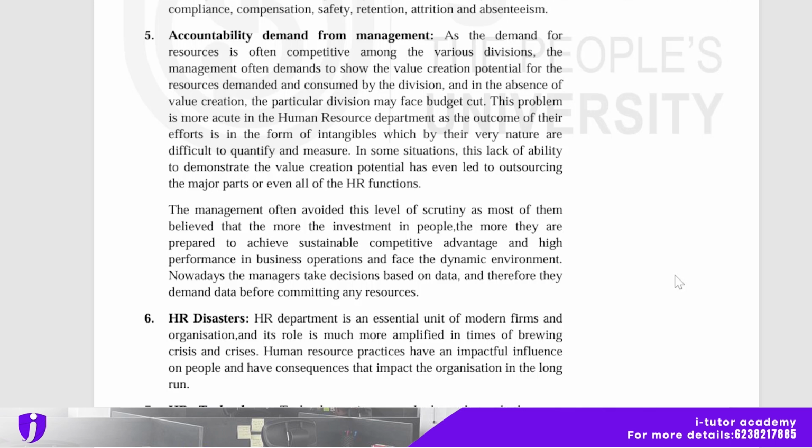This problem is more acute in the human resource department, as the outcome of their effort is in the form of intangibles, which by their very nature are difficult to quantify and measure.